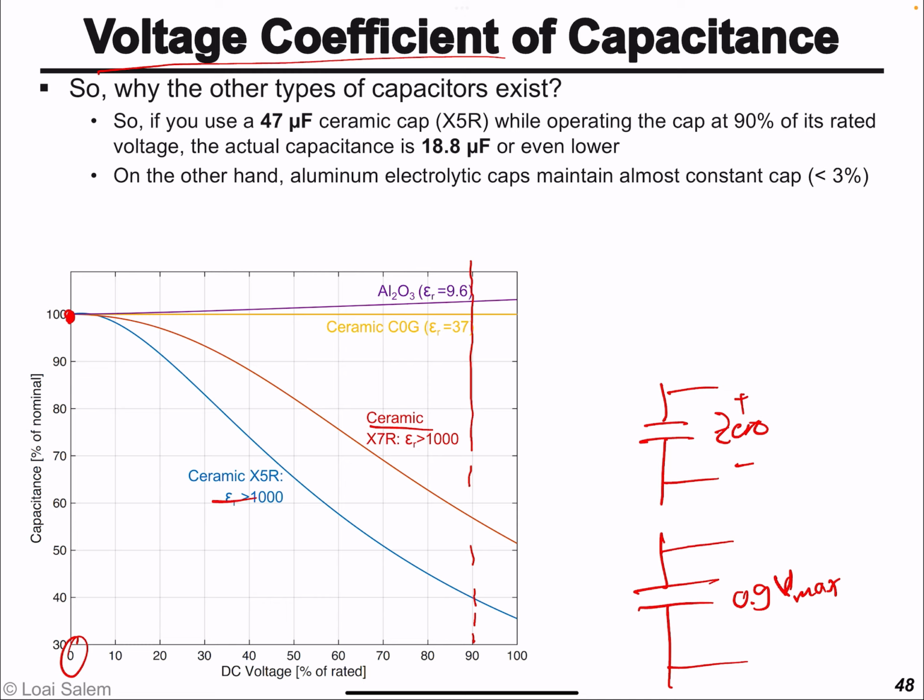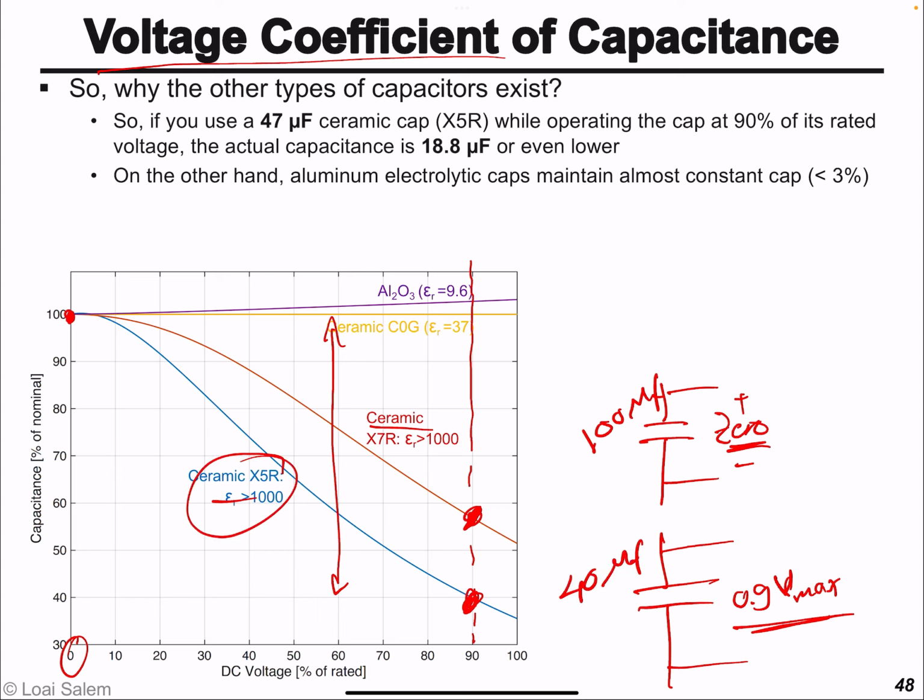for a ceramic capacitor, essentially their values decrease by up to, as you can see, 60% for this cap, and more than 40% for this one. So essentially, say you have a 100 microfarad cap. At 0, you will see 100. At 0.9, you will see 40 microfarad if it's X5R, which is class 2, class 3.